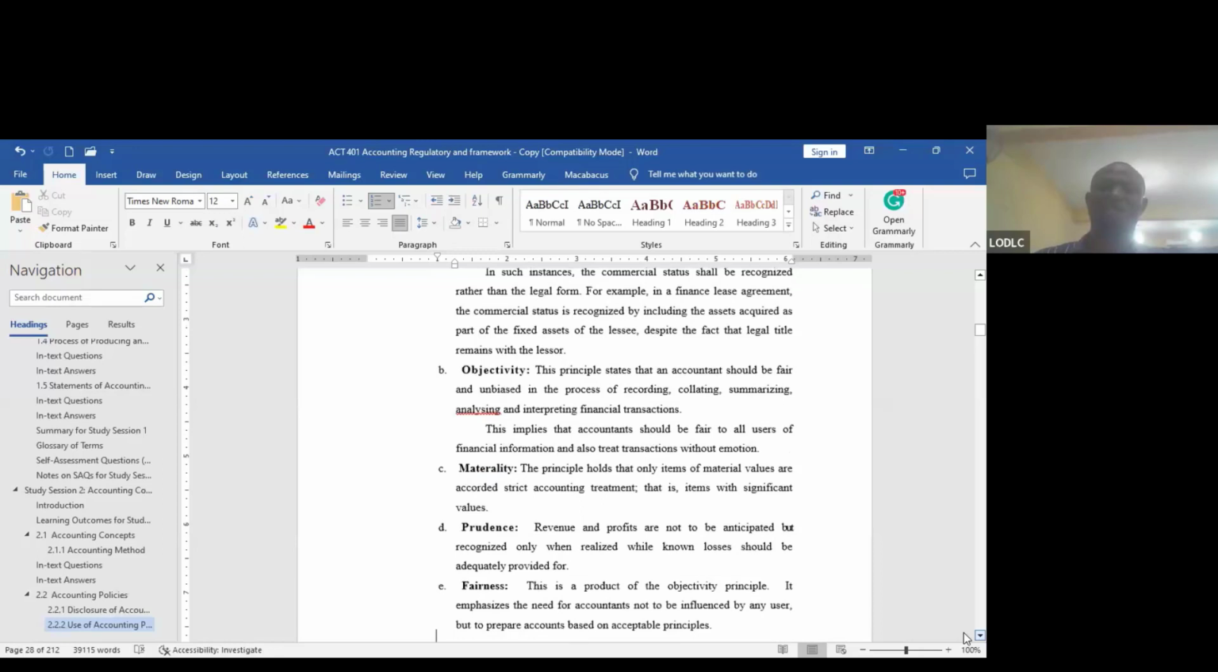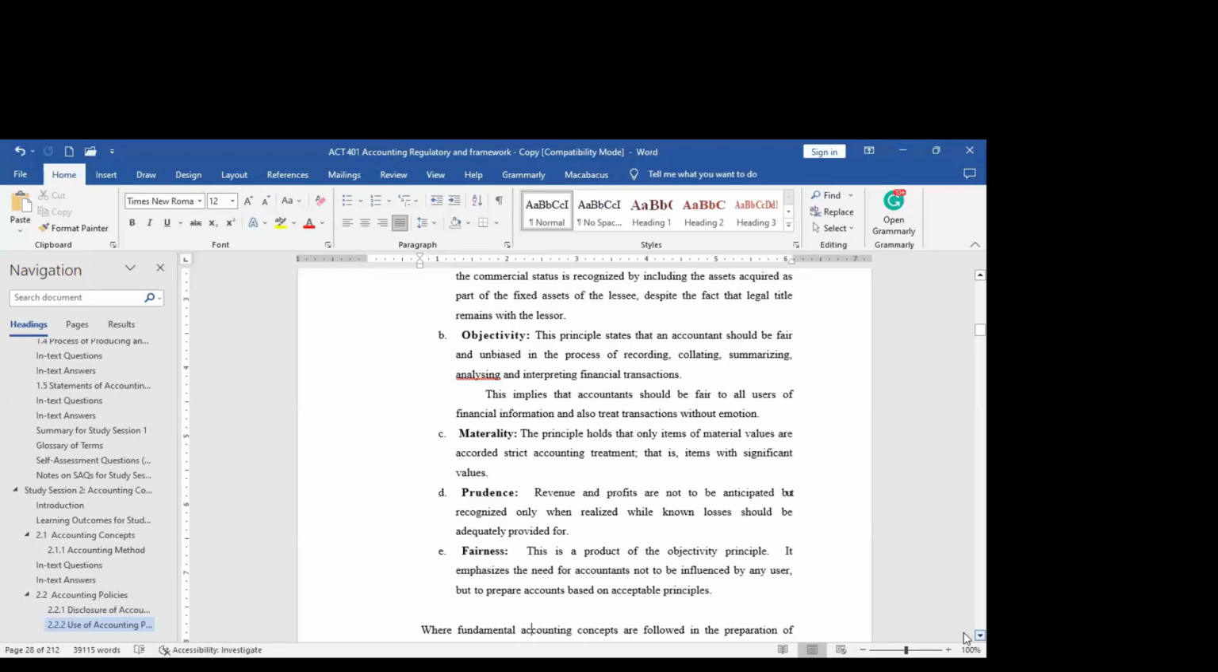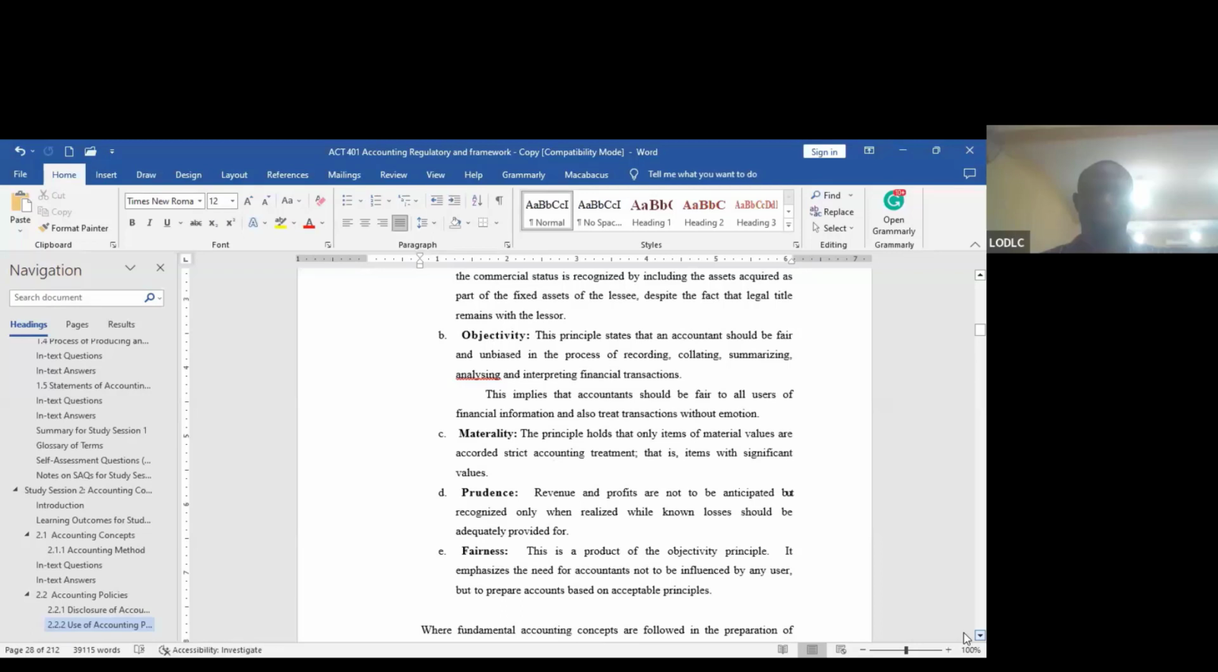Then we have materiality. Under the materiality principle, only items of material value should be recorded or included in the accounting treatment. Any items or elements that are immaterial should be excluded. That's what materiality simply tells us. Then we have prudence. Revenue and profit are not to be anticipated, but recognized. We don't need to estimate anything, but we need to actualize our revenue and our profits.